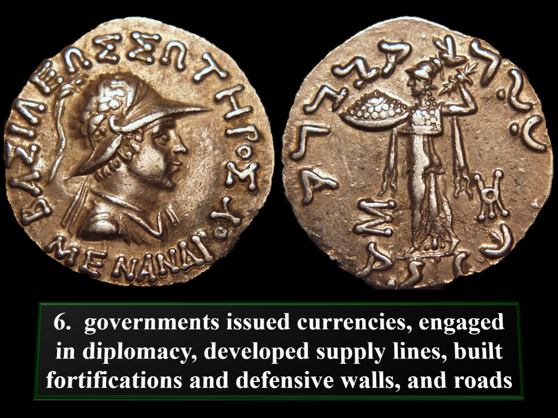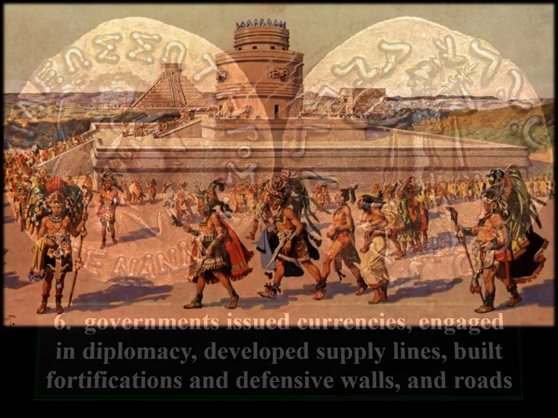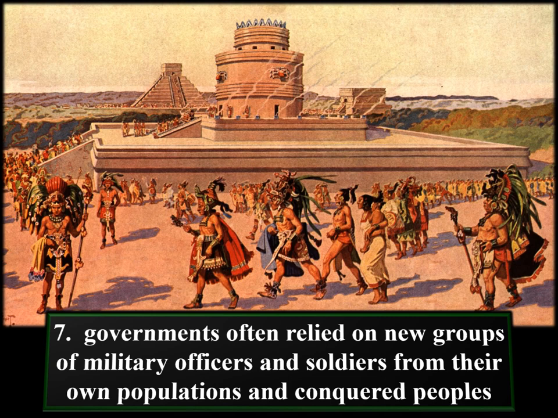And you also see them building fortifications and defensive walls around their capital cities in particular, but also other key points in their empire. Roads will be something that will be very important, not just for trade, but also to keep communication lines open, as well as to have areas where the military can keep tabs on the far-flung parts of the empire. Governments often relied also on new groups of military officers and soldiers from their own populations as well as from conquered peoples.